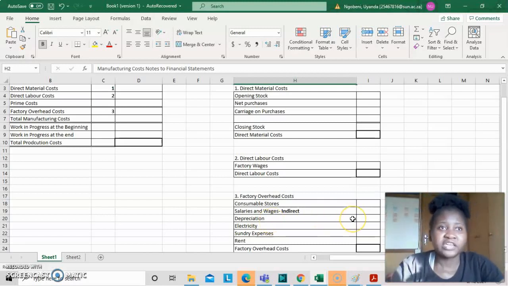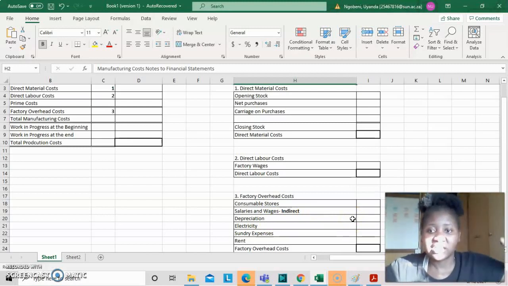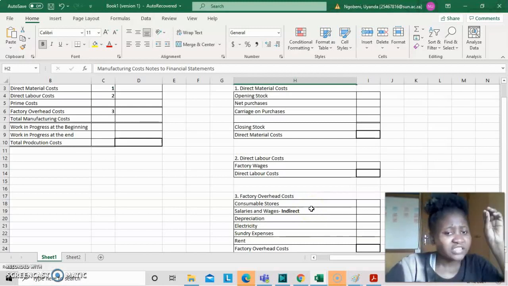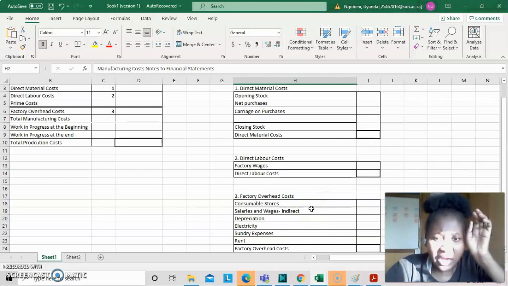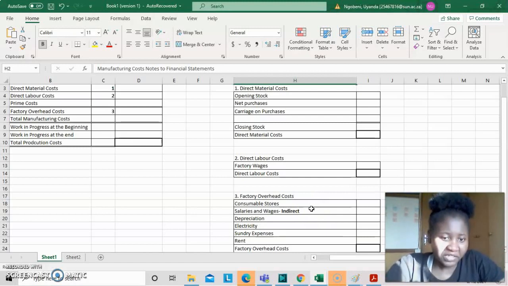Don't forget, when you're talking about plant, we're talking about that thing that has been constructed in the factory to make things function. Maybe the generators or whatever. And then we have salaries and wages. Don't forget, it's the indirect labor. Factory cleaners, factory foremen, everything to do with the factory, we put it here.